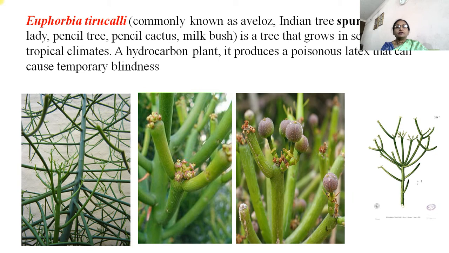Then Euphorbia tirucalli. It is also called pencil cactus, meaning cactus, and milky bush. When we cut the branch of this plant, we will get milky latex. The tree grows in semi-arid tropical climate. A hydrocarbon plant, it produces a poisonous latex that can cause temporary blindness.